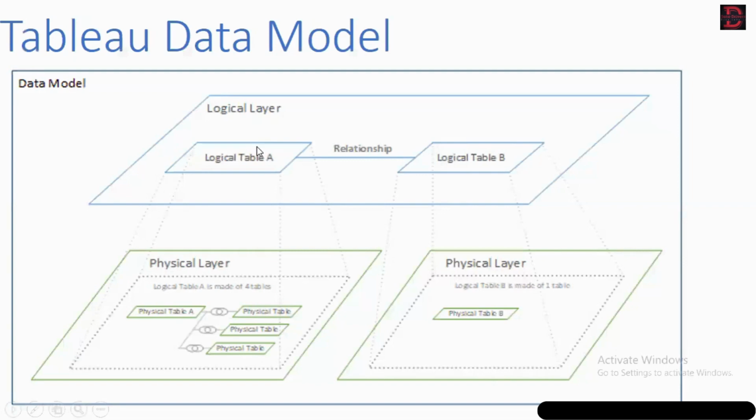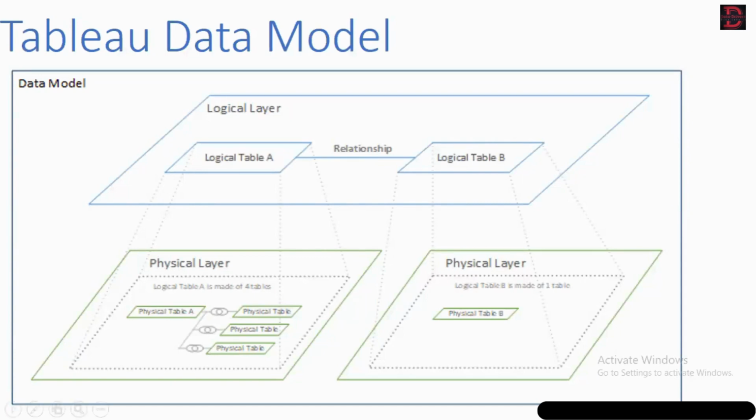So whenever you connect with any data source, the very first layer, or the default layer, that you see is your logical layer. And once you drag your table over there and double click on your table, then you will go into your physical layer. So whatever relationships you create occur at your logical layer, and whatever joins and unions we create occur at our physical layer. This will be discussed in more detail with the help of an example.